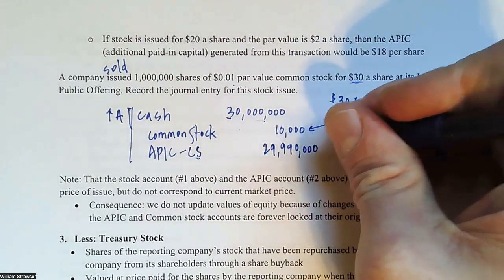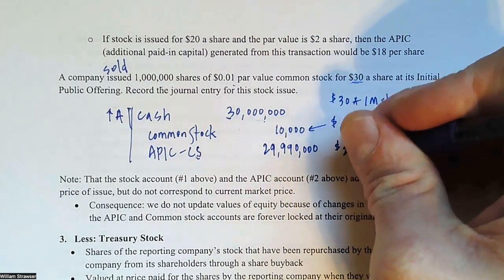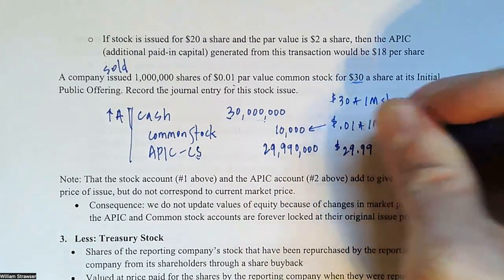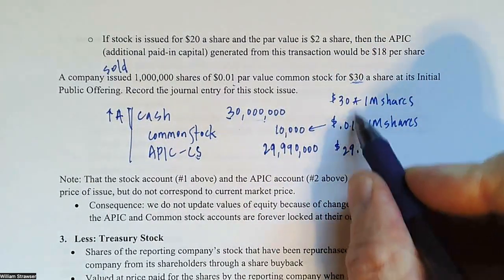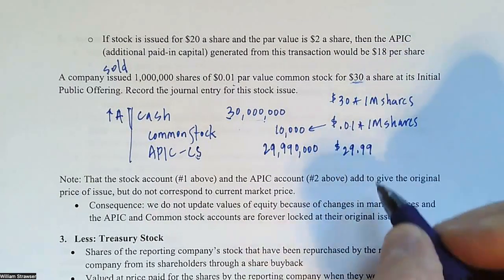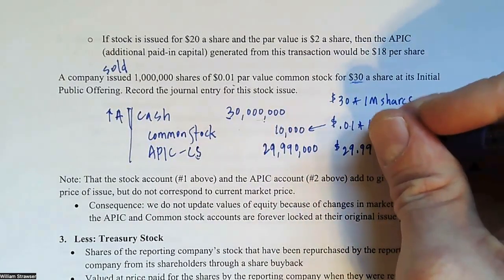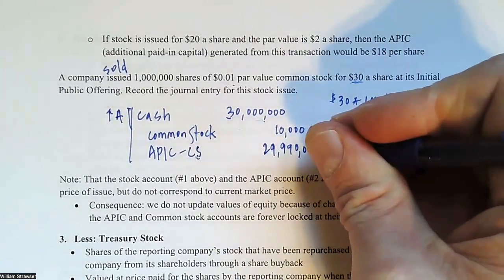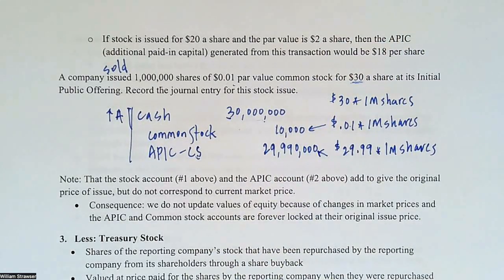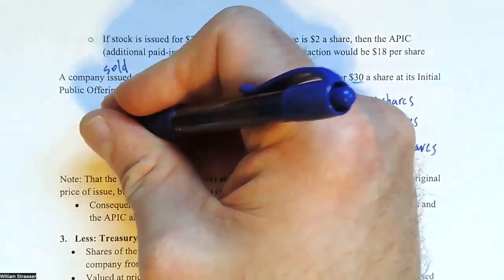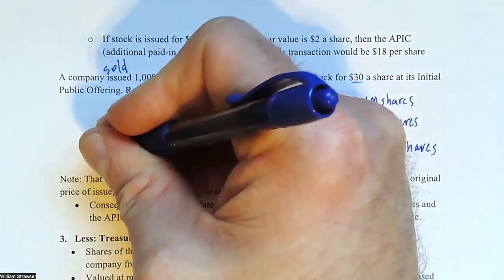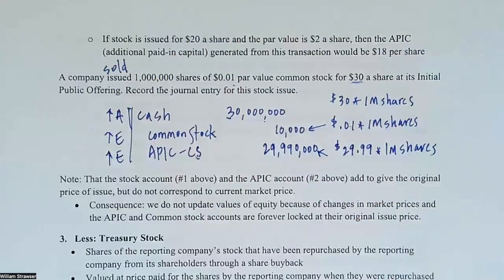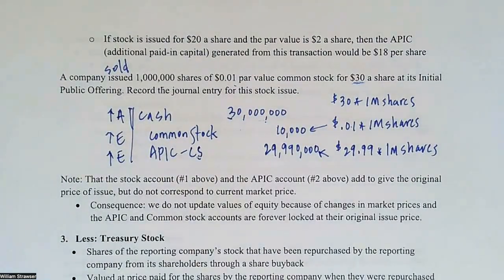Or if you want to see the product, $29.99, right? 1 cent less that amount per share, $29.99 multiplied by the 1 million shares is the other way to think about that on an individual basis. These are obviously both equity accounts because we're talking about equity.